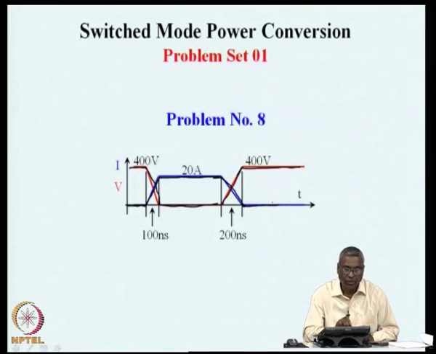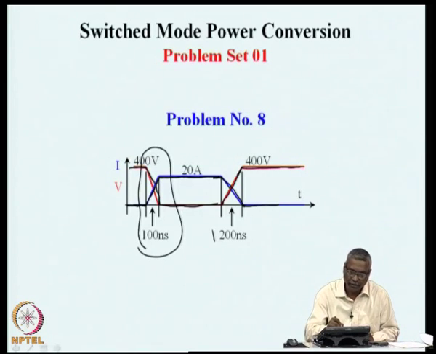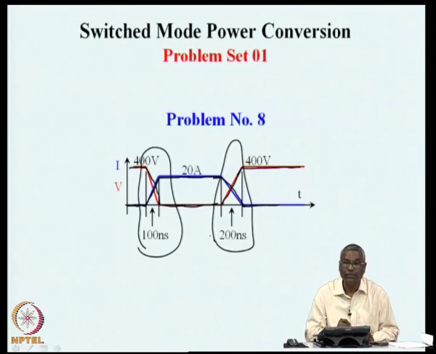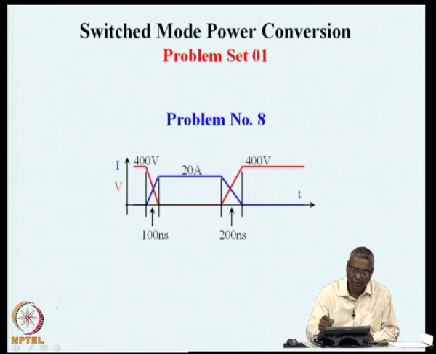So, our concern now is to find out what is the energy loss during this period and what is the energy loss during this period. During the turn on time, when the voltage is dropping from 400 to 0 and current is rising from 0 to 20, and in a similar way, when the current is dropping and the voltage is rising, what are the total losses in the device? So, let us see how this is to be done.